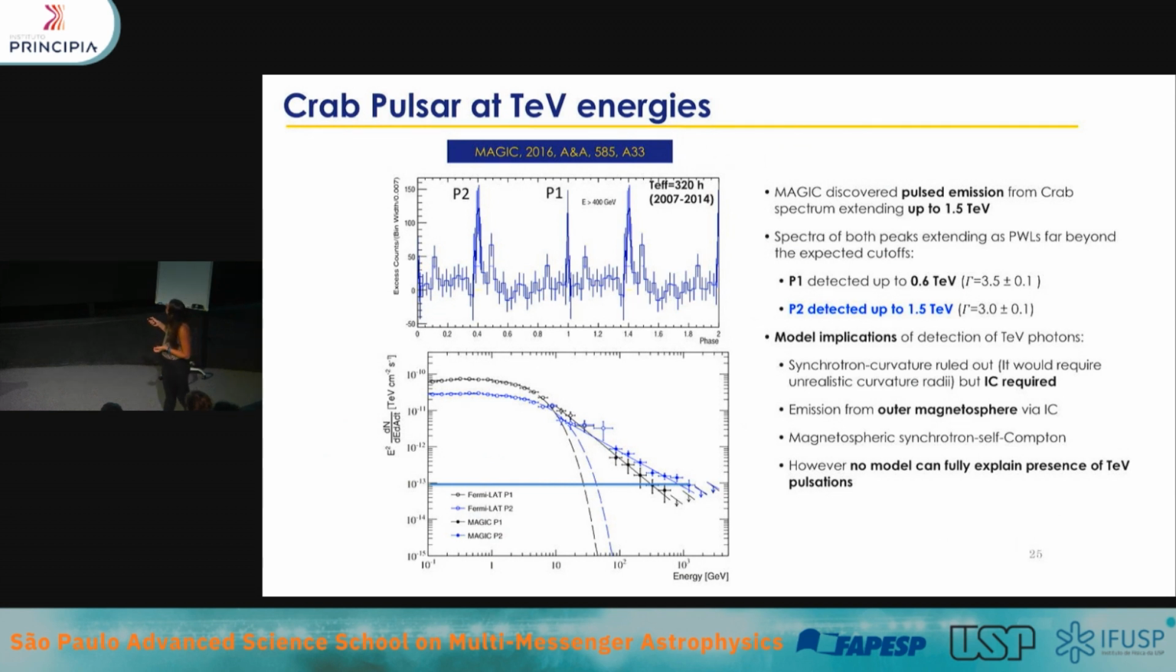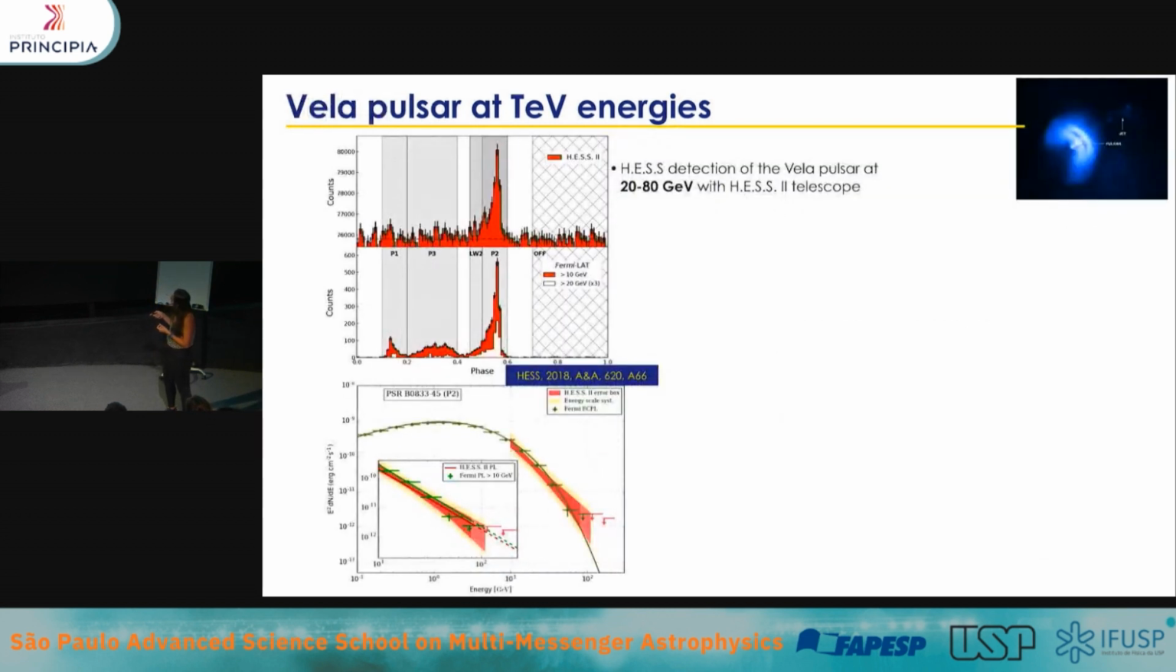the final paper that was published was the detection of the, so this is the shape of the pulsations. This is P2, this is P1. These are the two different pulses that you detect. And when you measure the spectrum of P1 in black and P2 in blue, you can see that actually you can measure their spectra up to TeV energies. So this really, as I told you, rules out many theories of where your emission could be produced, and it opens a lot of questions on where your emission comes from. And as far as I know, there is no model that can really explain right now the presence of TeV pulsations, but they are working on that.